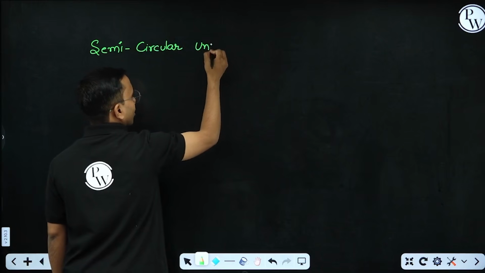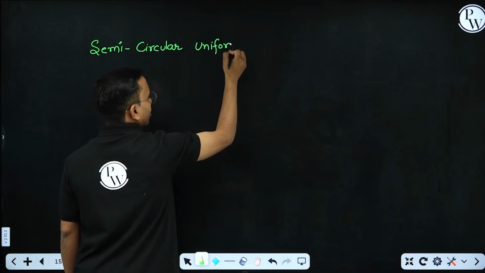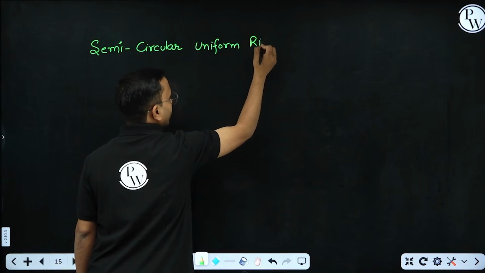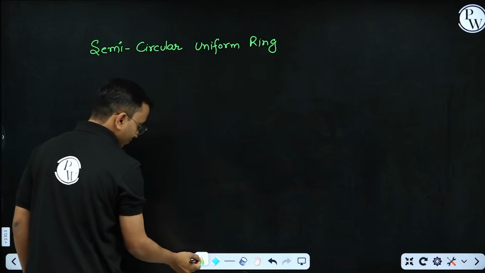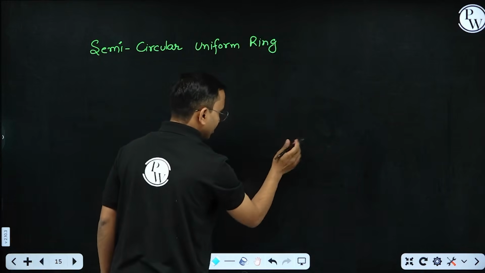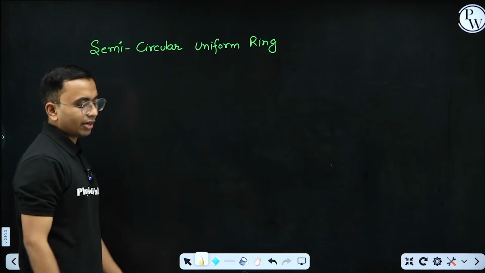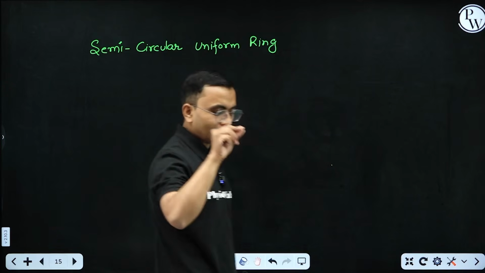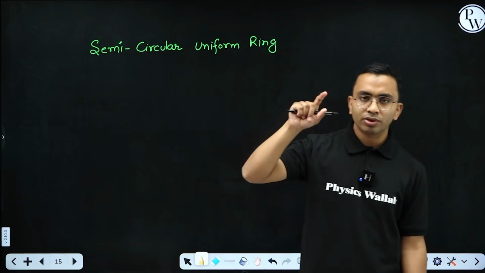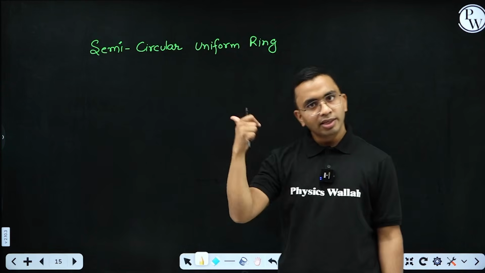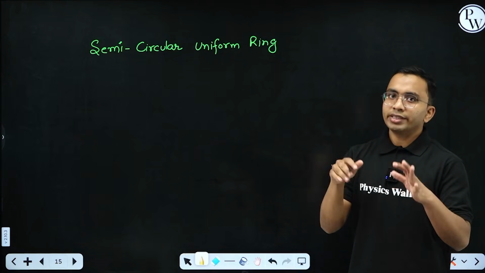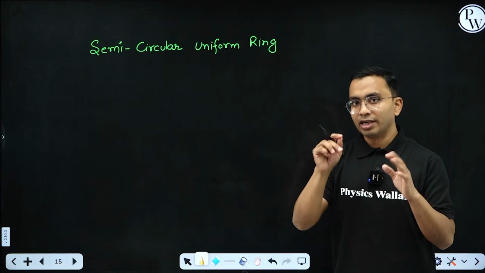Semicircular uniform ring. I know the results. In electric field, the electric field at the center of the semicircular ring used to be 2k lambda by r. Same will come here. Instead, there we have constant k, that is 1 by 4 pi epsilon naught.